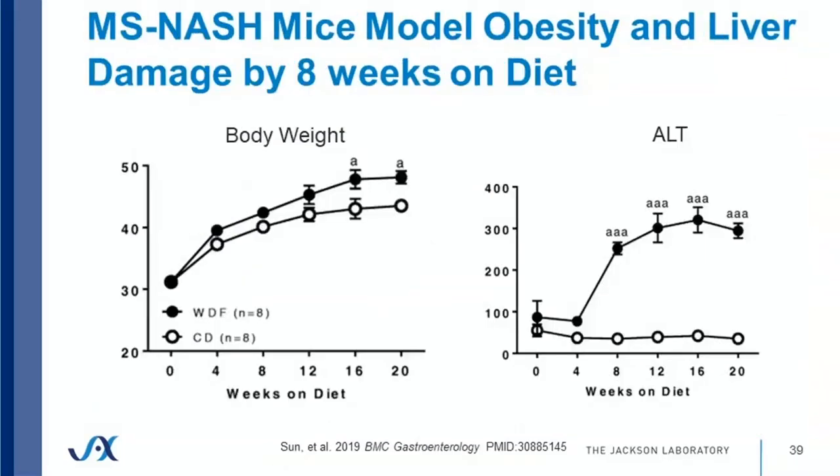As you can see here, body weight of the Western diet and fructose mice increases dramatically. And while the control diet MS-NASH mice are still obese, this is exacerbated by that Western diet with fructose. Within 4 weeks of mice being on the diet, there's a marked increase in liver damage markers compared to the control, shown here with ALT levels. This model is a new, rapid model of liver dysfunction that presents with phenotypes more quickly than some of the traditional NASH models used.